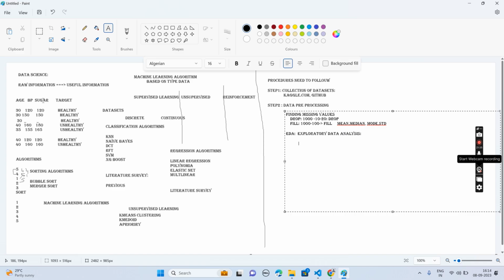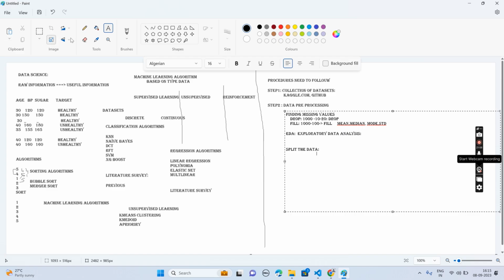It means finding which columns are required to predict whether the person is healthy or not healthy. Whether all the columns are required, or we need to drop some columns, will be analyzed in the exploratory data analysis. Then, in the data pre-processing, we are going to split the data. What is splitting the data?